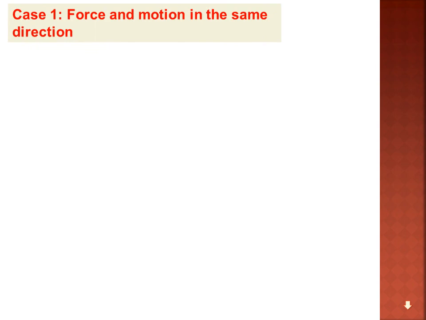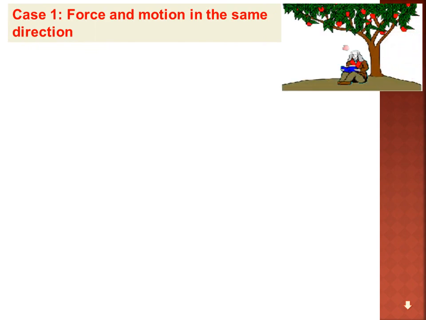The first one, force and motion are in the same direction. Let's see a picture. Here Newton is sitting and the apple is falling. When an apple falls towards the earth, the direction of motion, that means the direction of velocity of the apple, and the force which acts on it, the gravitational force, are in the same downward direction, and this is called force and motion in the same direction.